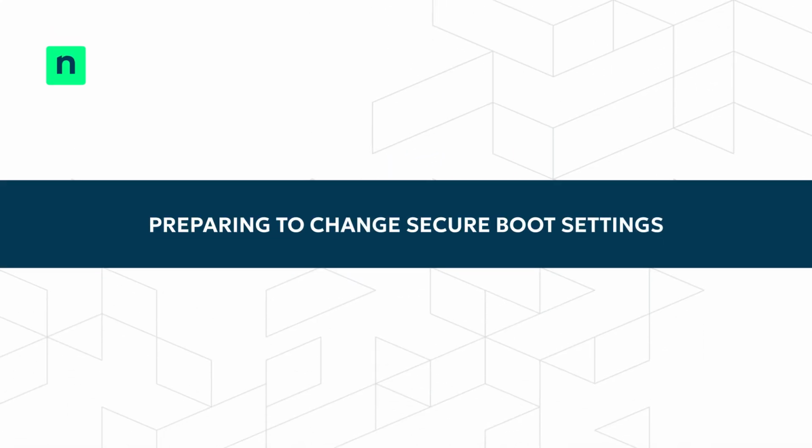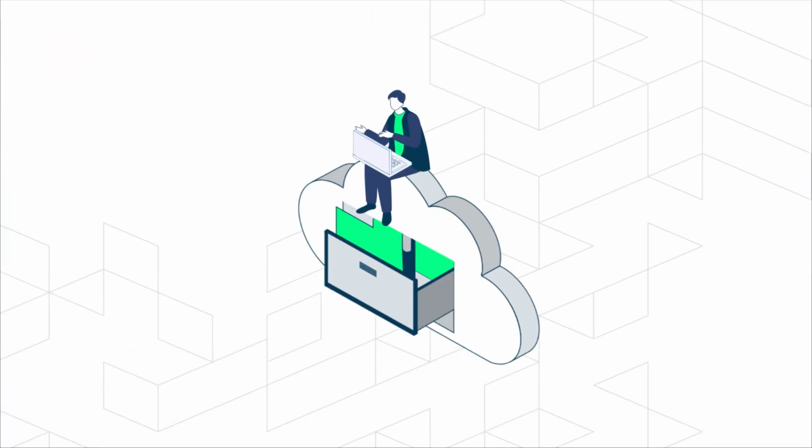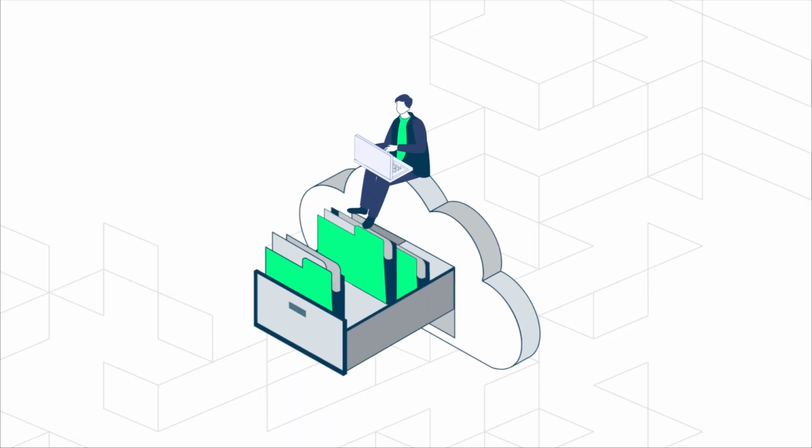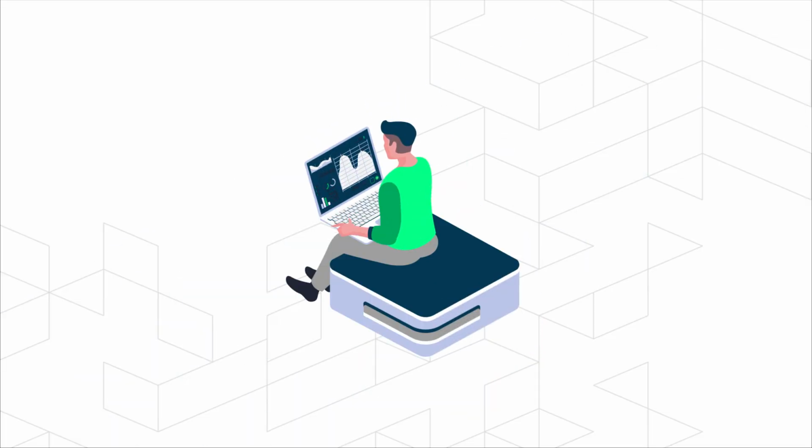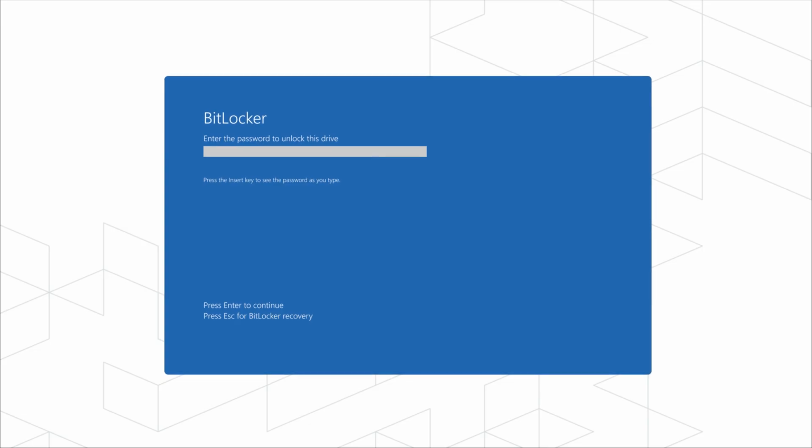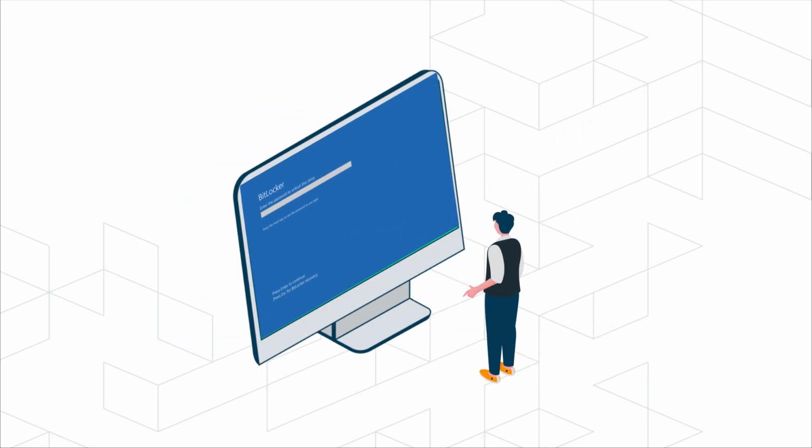Preparing to change secure boot settings. Before you modify secure boot settings, always back up your important data. While changes won't affect your Windows license or files, incorrect configuration can prevent your system from booting. If BitLocker is enabled, ensure you have your recovery key handy, as you might need it after making changes.